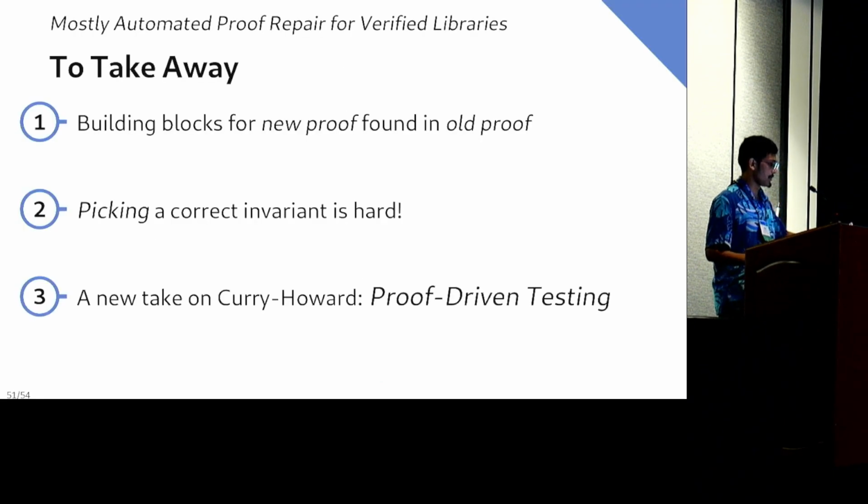Okay, so that concludes my talk. In this talk, we've presented the first mostly automated tool for repairing proofs of verified programs over their changes. And the key takeaways are: building blocks for the new proof can be found in the old proof. Picking a correct invariant is the hardest part. And to facilitate this, we've developed a new take on Curry-Howard, proof-driven testing. Thank you.